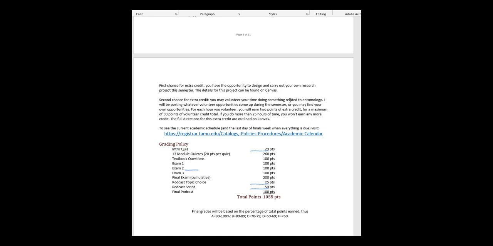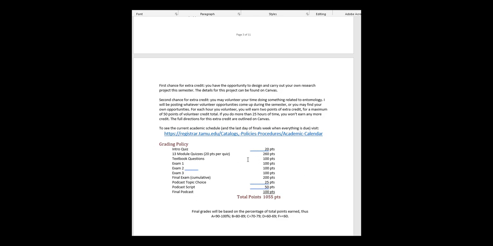Your second chance for extra credit is volunteering. You can volunteer doing something related to entomology. I'll be posting whatever volunteer opportunities come my way, but if you can't make any of those, or I don't find many this semester, you can come up with your own volunteering opportunity. You can volunteer wherever you want, doing whatever you want, and you can earn up to 50 points of extra credit. It's 2 points per hour of volunteer time. All right, so all of that is up there.